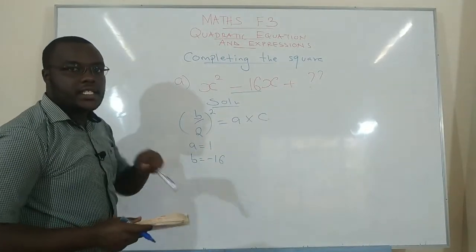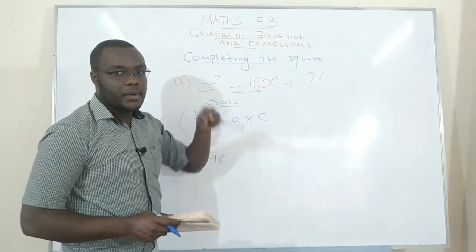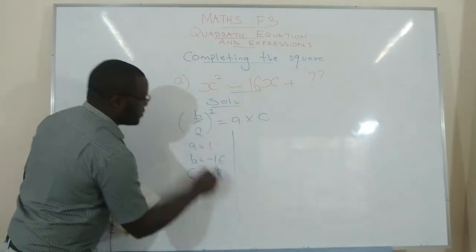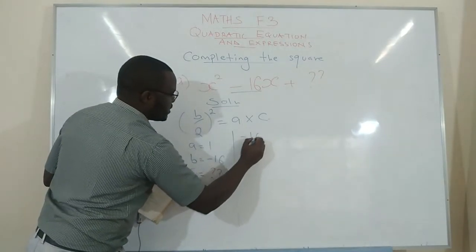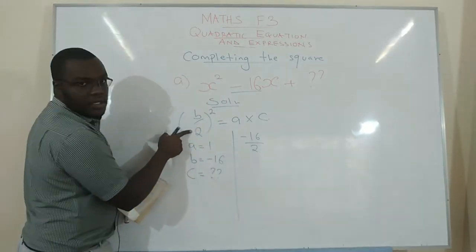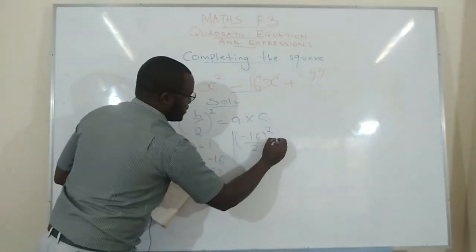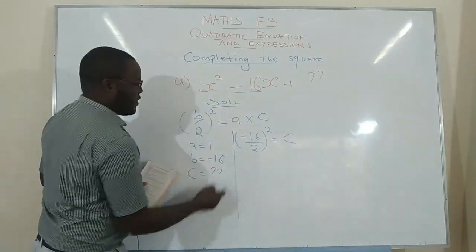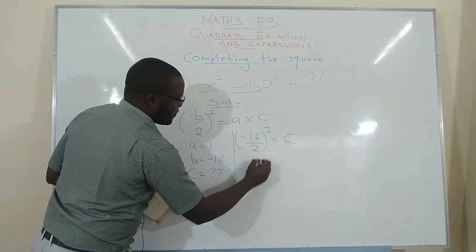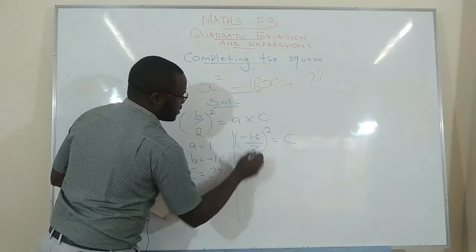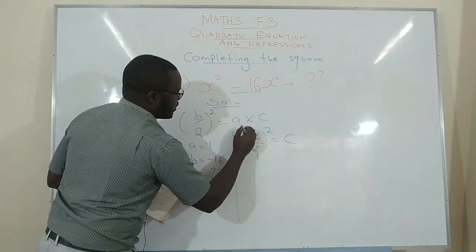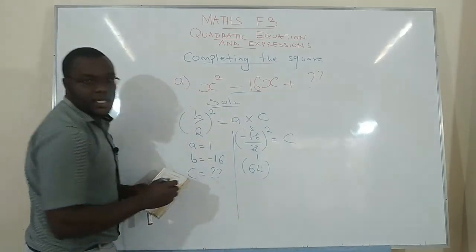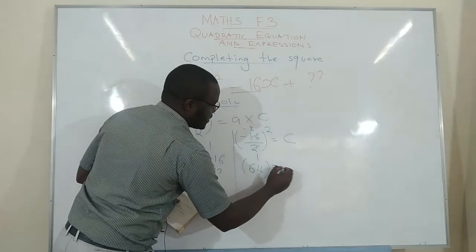Remember, b is the number that multiplies x when the power is 1. Therefore, we are looking for c. So I substitute it here. I'm going to have negative 16 over 2, because it's b all over 2 squared is equal to 1 times c. But you know 1 times c is just c. Therefore, this will give us negative 16 by 2, negative 8. So negative 8 squared is 64, because negative times negative is positive. So 64 is equal to c.